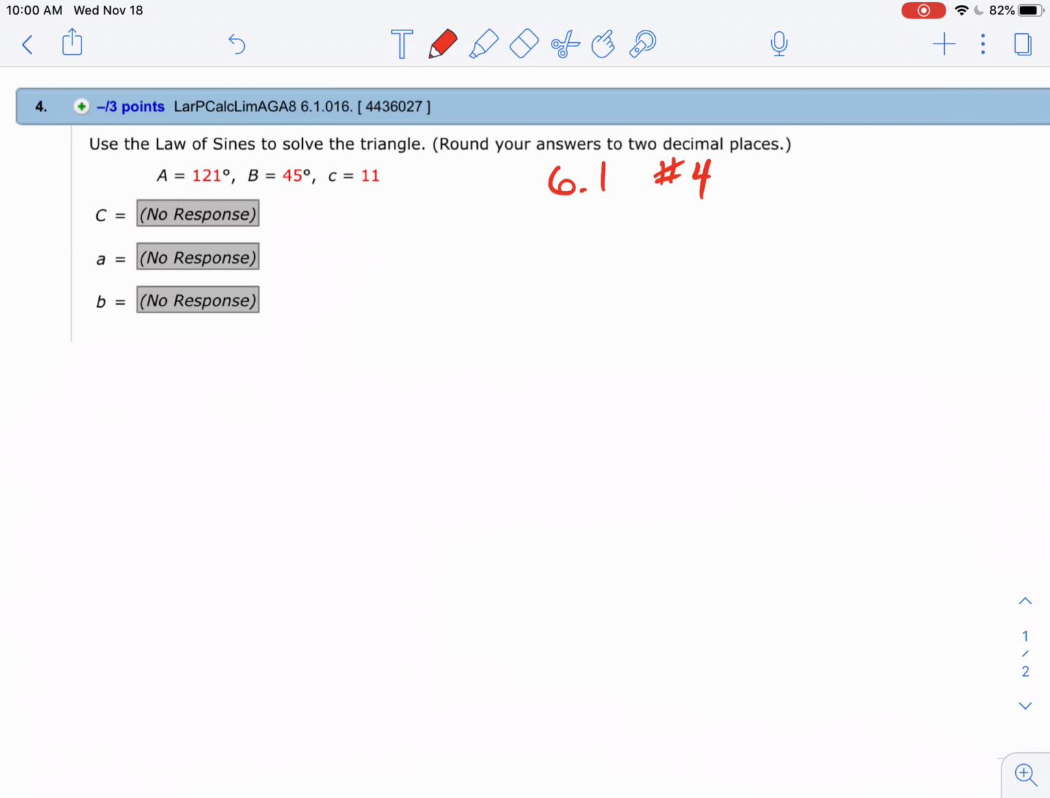Okay, so in 6.1 number 4, we're given some information. We're supposed to draw a triangle, so I typically start by just drawing a triangle, and my triangles typically look like they're equilaterals. I don't draw them to scale, so I typically go A, B, C like this. So 121, 45, and side C is over there. So that's 11. So this is what is called angle, side, angle.